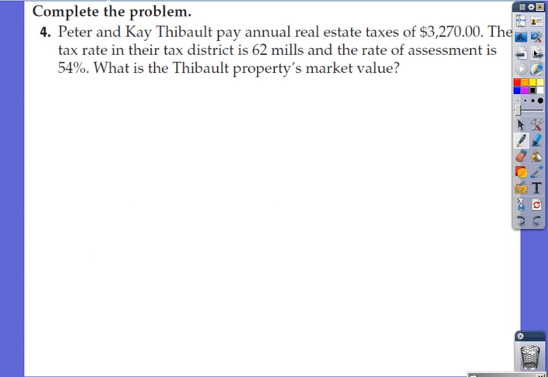Try number 4. Peter and Kay Thibault pay annual real estate taxes of $3,270. The tax rate in their tax district is 62 mills, and the rate of assessment is 54%. What is the Thibault property's market value? Okay, go ahead and press pause, and when you have the problem worked, go ahead and resume.